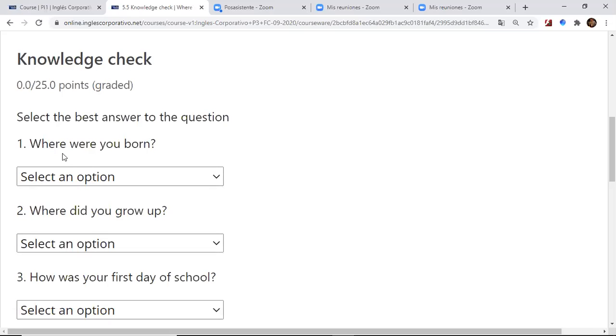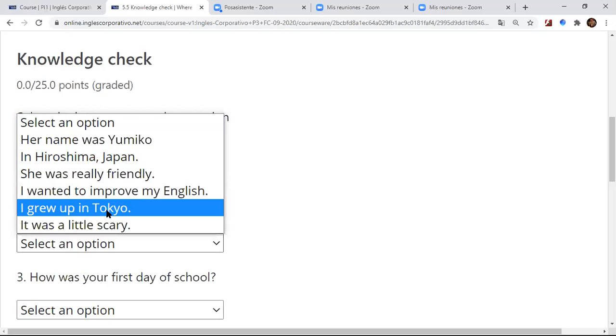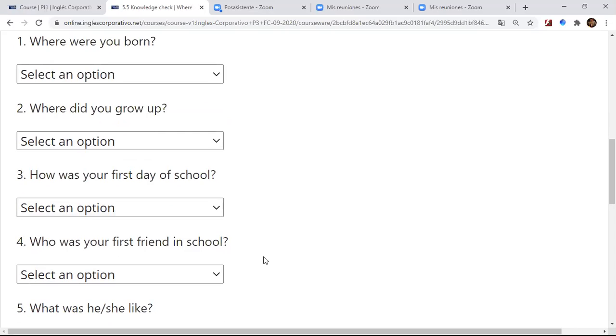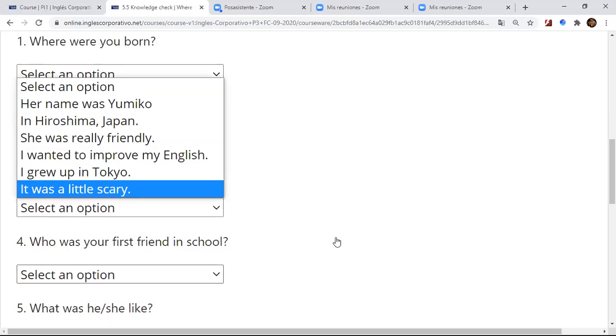So what is the correct answer? Where were you born? Don't tell me, no me digas. Okay, then where did you grow up? And this is an expression, right? Grow up. ¿Dónde creciste? Where did you grow up, right? And then you can go to the answer here. You take only one, right? And number three, how was your first day at school? How was? ¿Cómo fue? Primer día, right? So you have the selection here.